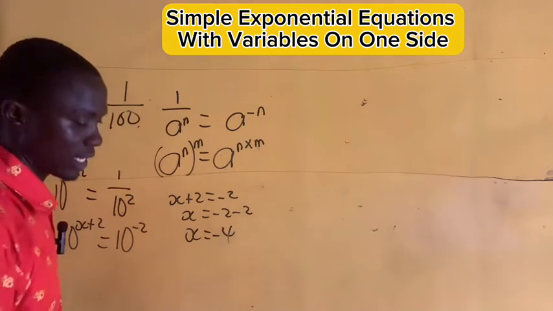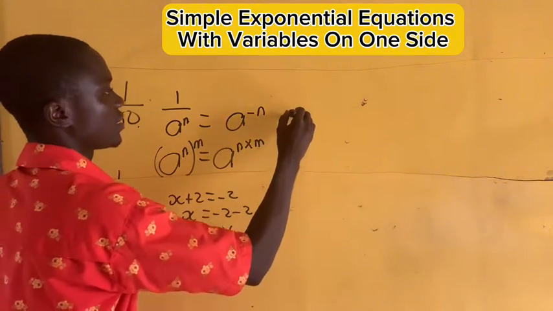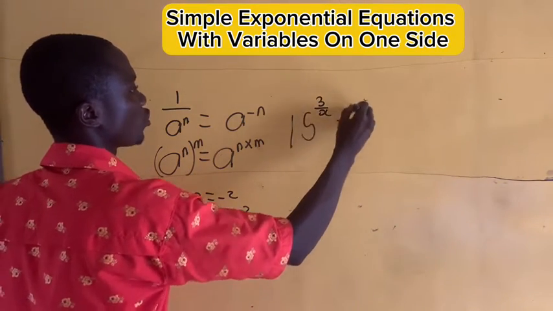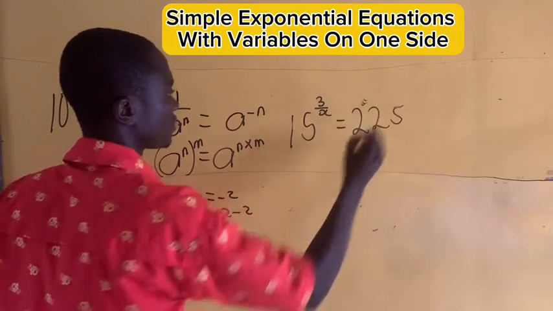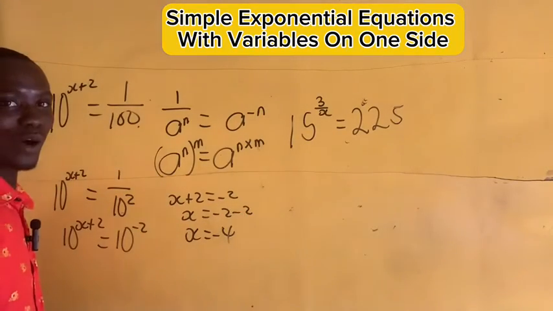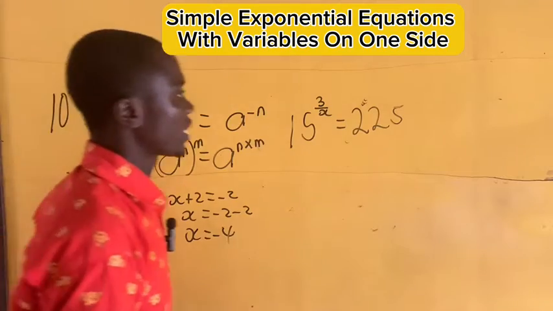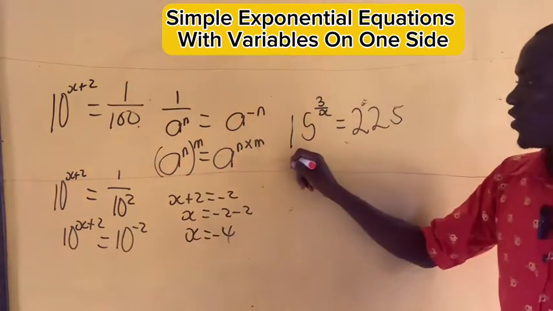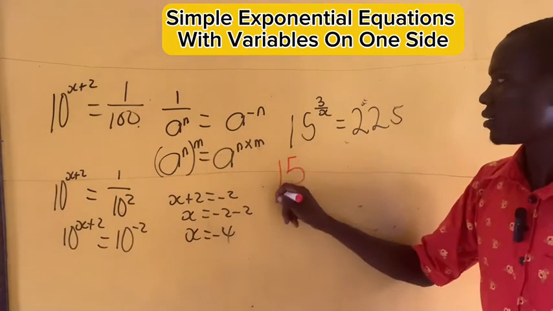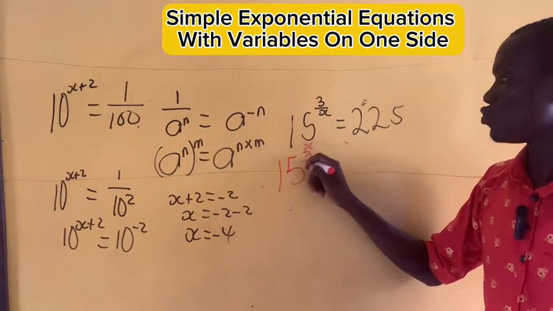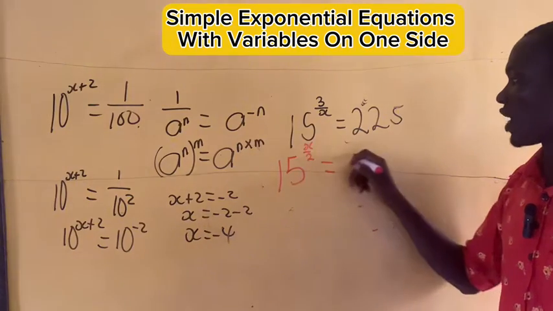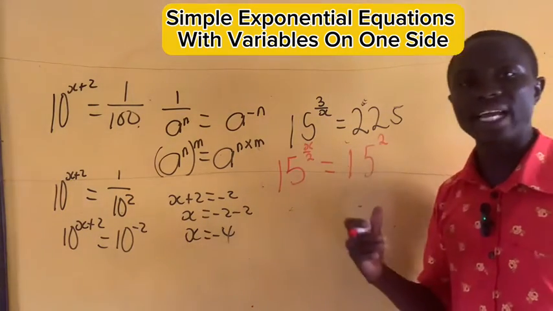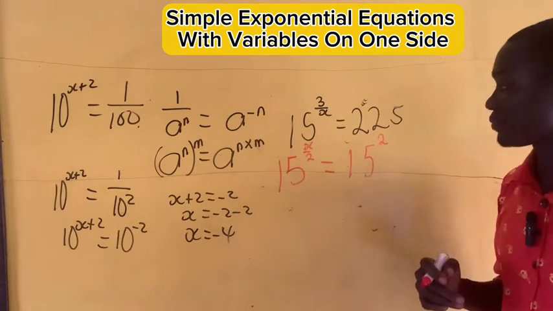Okay, let's see the next one. What about this? 15 power 3 over x equals 225. How do we solve this one? Let's see. With regards to this one, we are going to have 15 power 3 over x equals 225, which is 15 squared. So try to learn the powers of the numbers.